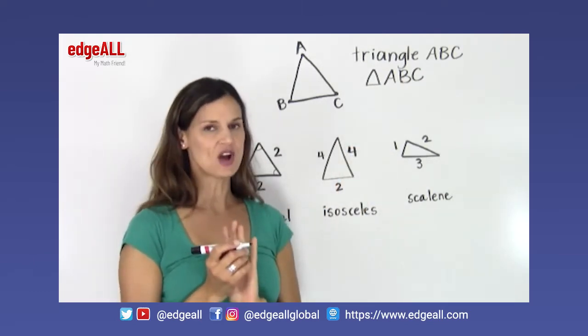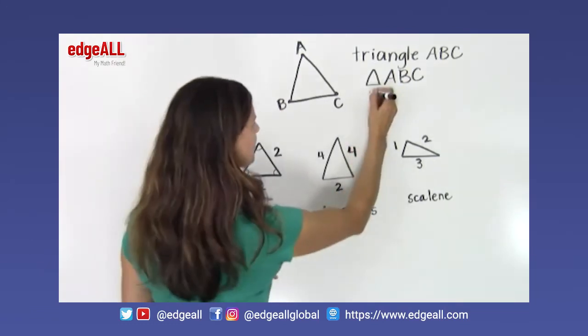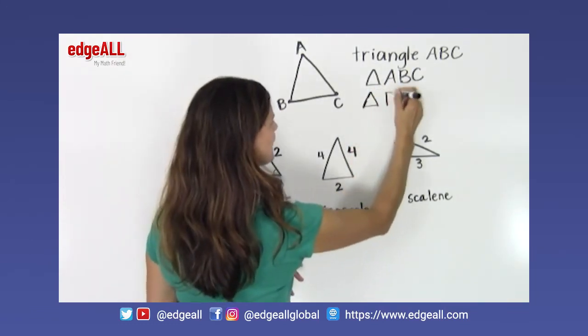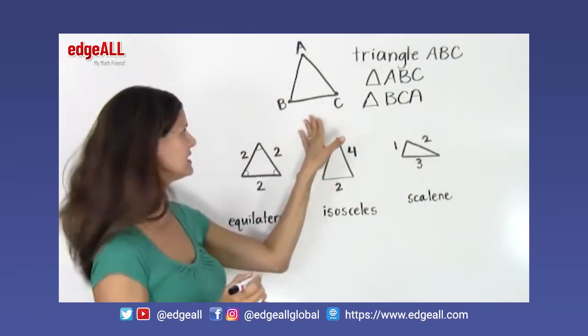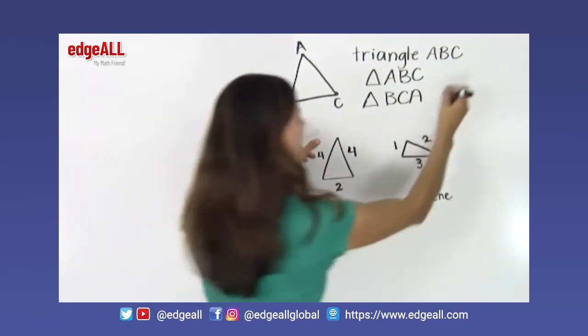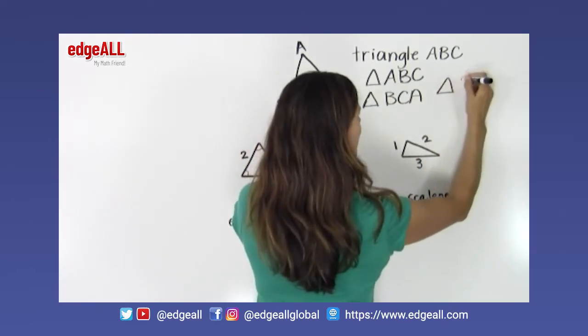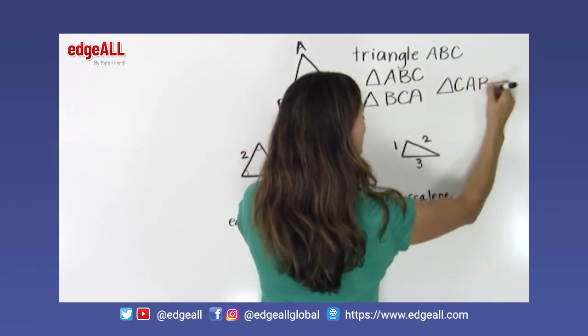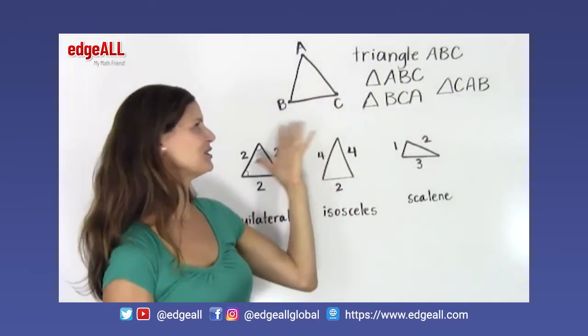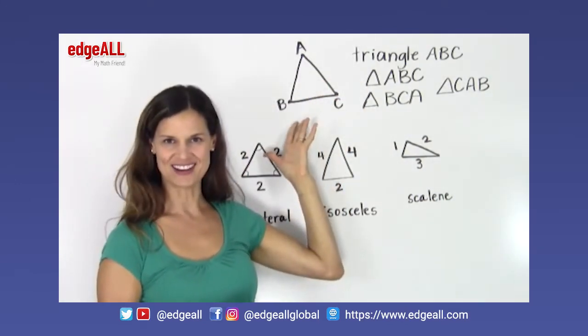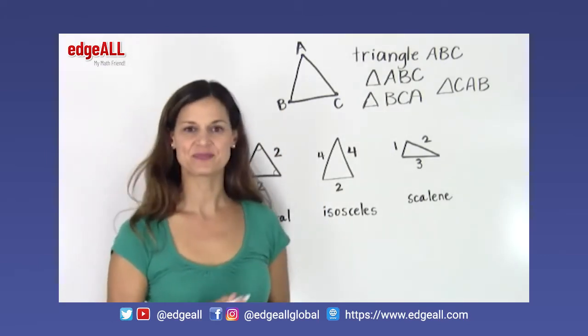We could also call this triangle BCA. It doesn't matter what order we put our letters in. We could also call it triangle CAB. In all of these cases, we're referring to this same original triangle here, triangle ABC.